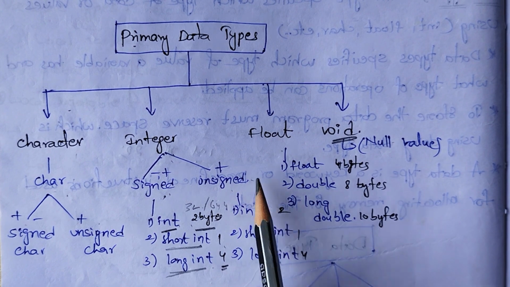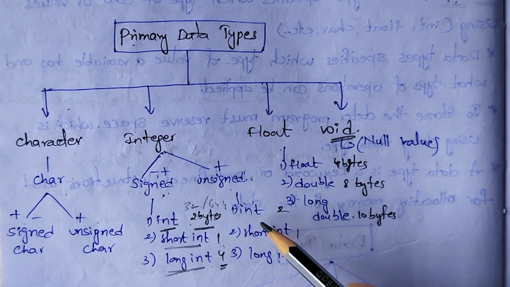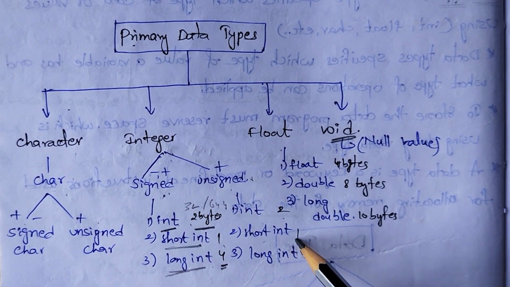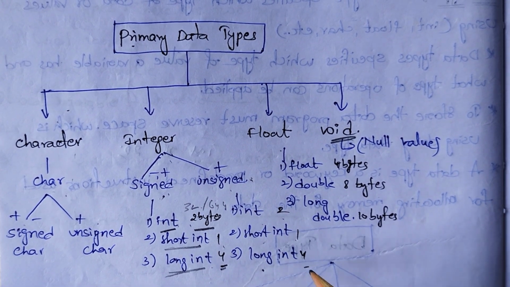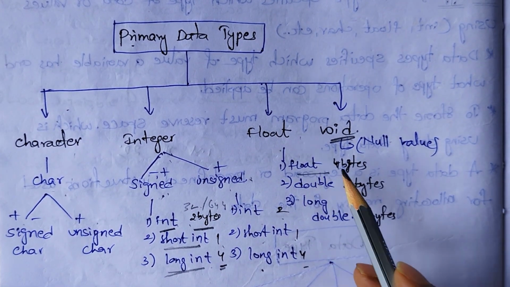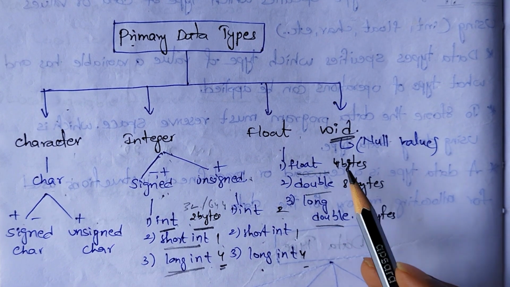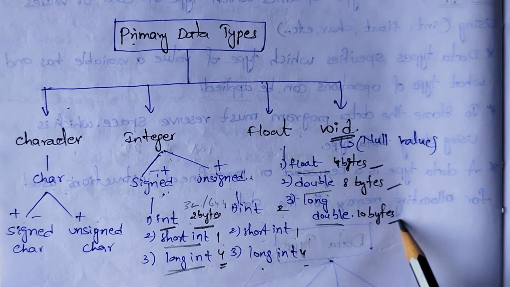And what about the unsigned data type, unsigned integer? Again, in unsigned integer we also have int, which is 2 bytes, short int is 1 byte, and long int is 4 bytes. And what about floating? Floating again has three types: float, double, long double.